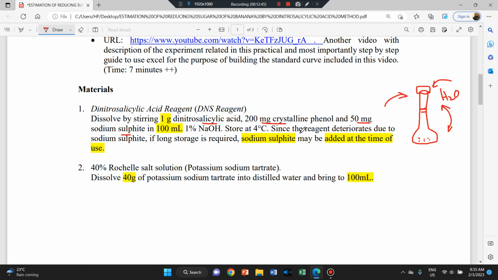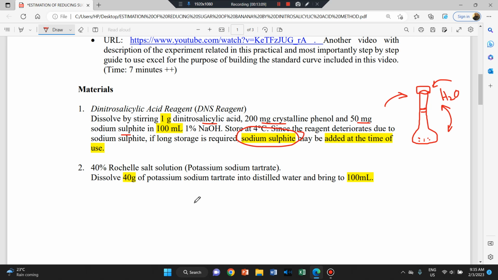Okay. Here it's mentioned if it is to be used immediately, which will be the case for this practical. But if you want to keep this DNS reagent for a longer period of time, it's best to add sodium sulfide. But I think that's not necessary for this practical because we prepare and immediately use it at that instant itself.